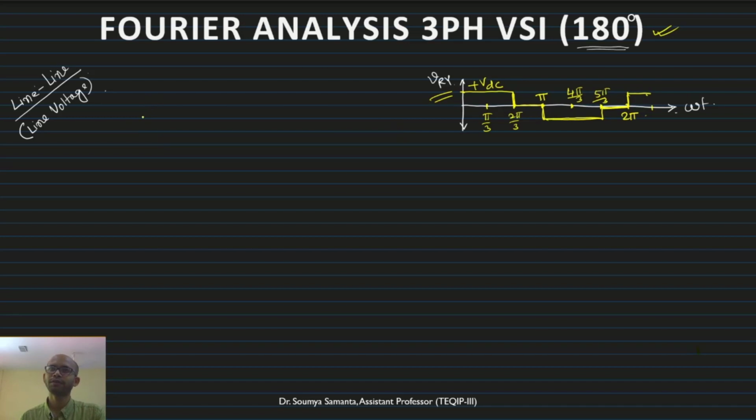So how to do it? First of all, we will check the symmetry. As I have told you, if we have the symmetry, then we don't have to calculate for the whole waveform. If we have the quarter wave symmetry, we can find out up to pi by 2 only. That is enough for us.